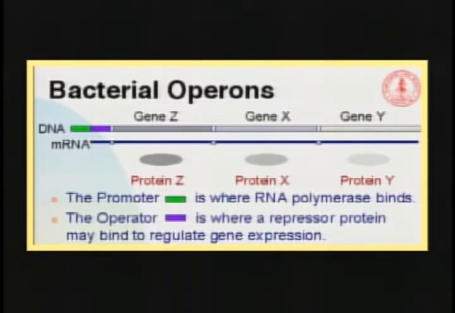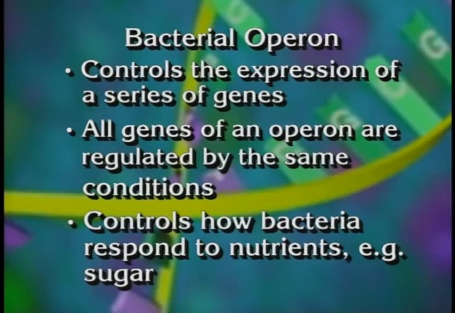In front of each of those genes, gene Z, gene X, and gene Y, there's a little ribosome binding site box on the messenger RNA. Each of those genes gives rise to an individual protein, shown as oblong images. So an operon controls the expression of a series of genes. All of the genes of an operon are regulated by the same conditions. Some of the most well-understood operons in bacteria control how the bacteria respond to nutrients, the presence of a particular sugar, for example, in the growth medium or in nature.